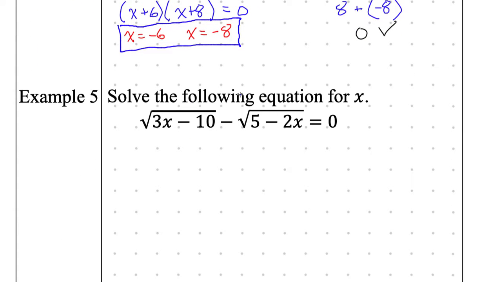This one I need square roots on either side of the equation. So I'm going to add this square root of 5 minus 2x onto the right side. My new equation is, I still have this square root of 3x minus 10 on the left-hand side, and on the right-hand side, I'm going to have a positive square root of 5 minus 2x. Now that I have a square root on either side of the equal sign, I can square both sides, and then I can get something nice and easy. So I'm going to square the left, square the right.